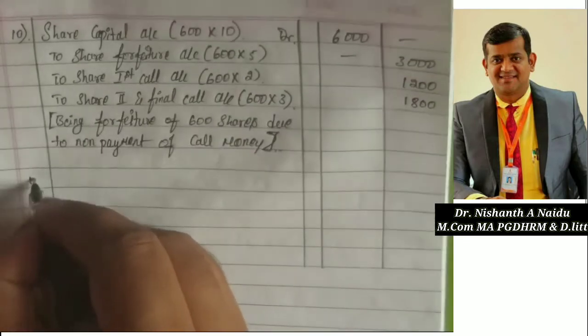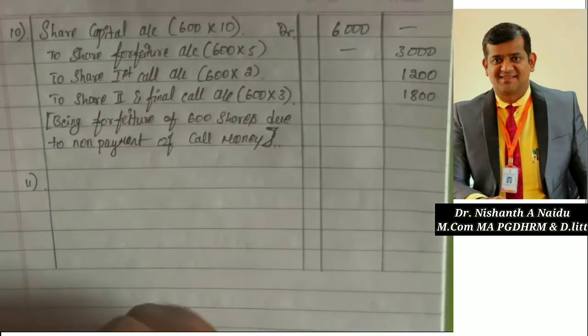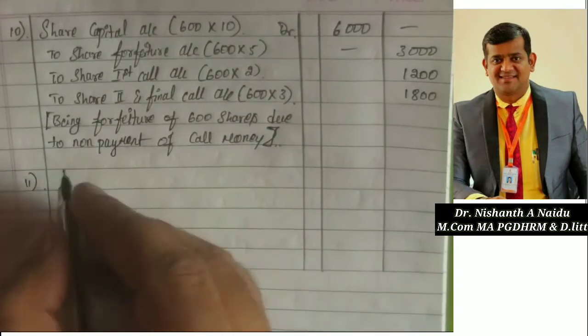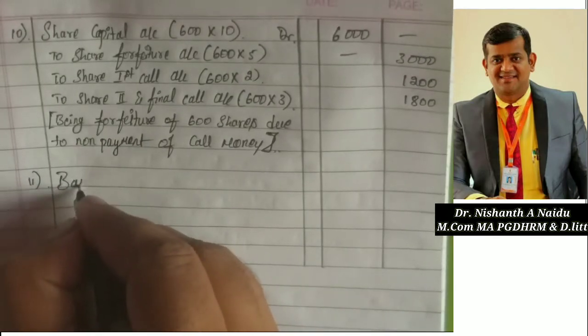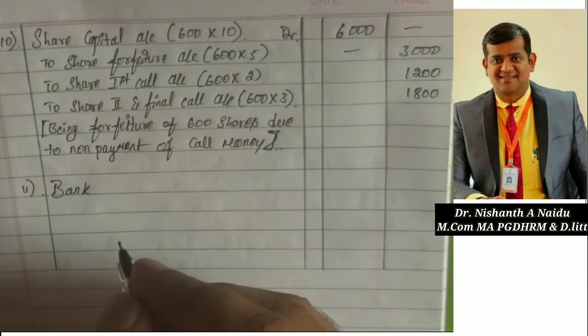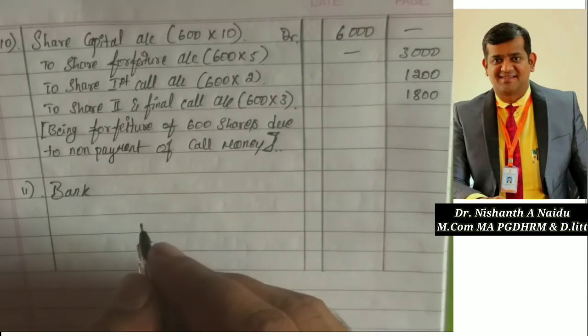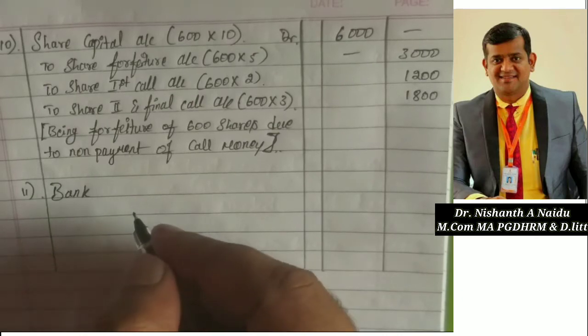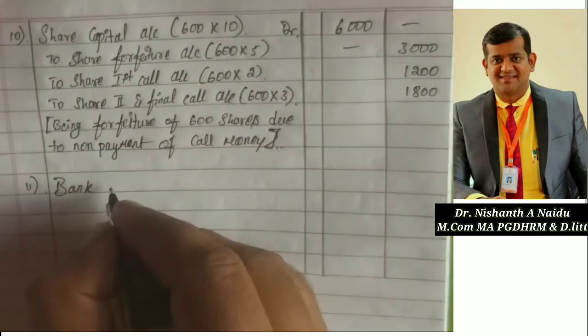So now the reissue entry. So that is the 11th entry. Okay. So now it has been reissued at rupees 8 per share. Correct. So reissued to Mr. Arun at rupees 8 per share. That is what they clearly said in the problem. Okay. So let us reissue this.